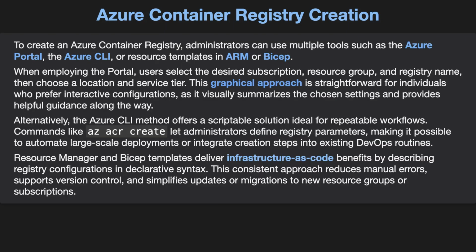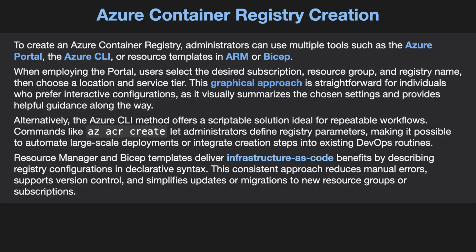To create an Azure Container Registry, administrators can use multiple tools such as the Azure Portal, the Azure CLI, or resource templates in ARM or bicep. When employing the portal, users select the desired subscription, resource group, and registry name. Then choose a location and service tier. This graphical approach is straightforward for individuals who prefer interactive configurations, as it visually summarizes the chosen settings and provides helpful guidance along the way.